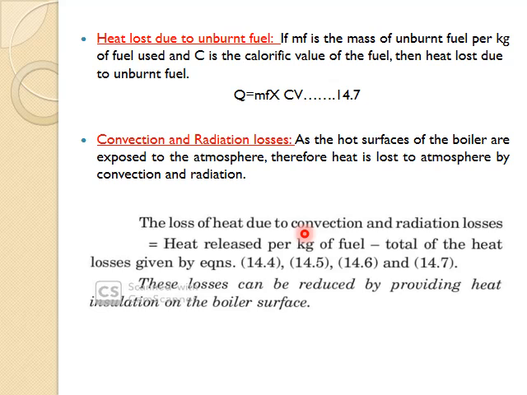The loss of heat due to convection and radiation is equal to the heat released per kg of fuel minus the total of the heat losses. The total of the heat losses means whatever heat losses we have discussed earlier, that is equations 14.4, 14.5, 14.6 and 14.7. The loss of heat due to convection and radiation is equal to the heat released per kg of fuel minus the sum of all these equations.